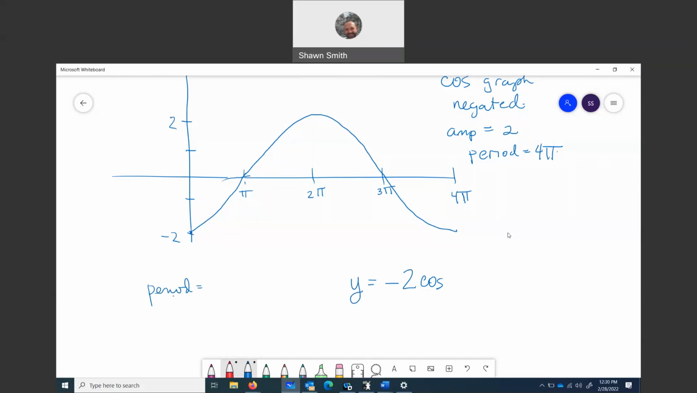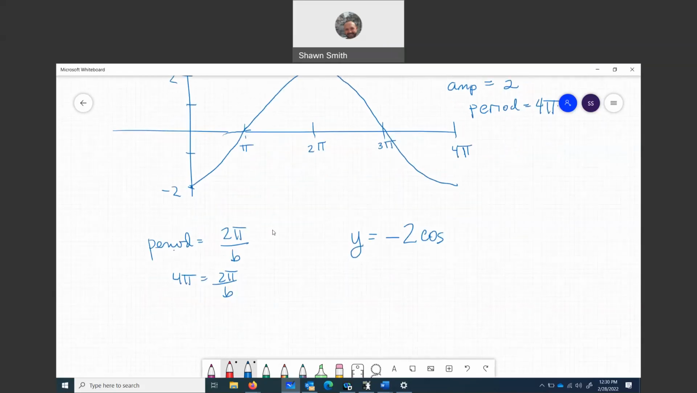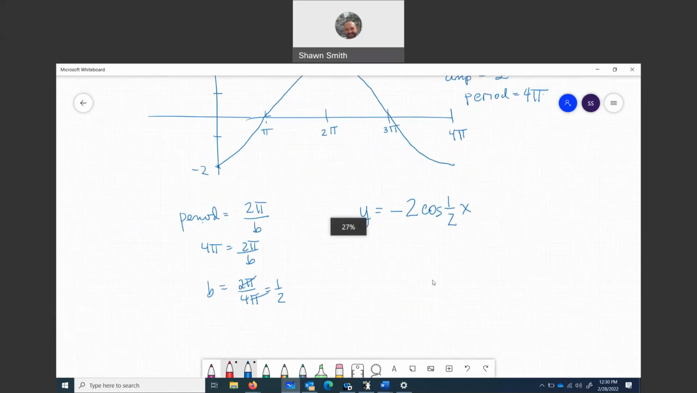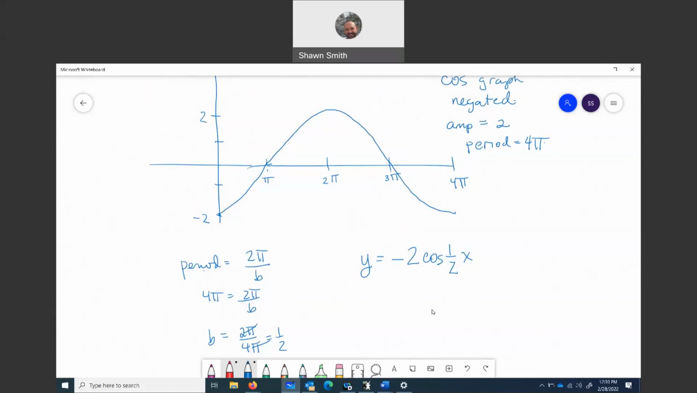Right. So the period is determined by 2 pi divided by b, right? Well, we know the period is equal to 4 pi. You solve that for b, you can see how b would equal 2 pi divided by 4 pi. Pi's cancel out, 2/4, 1/2. Right? So b is 1/2. So this is 1/2 times your x. And I don't have any horizontal, any vertical shifts, nothing up or down, right? So that's good to go.